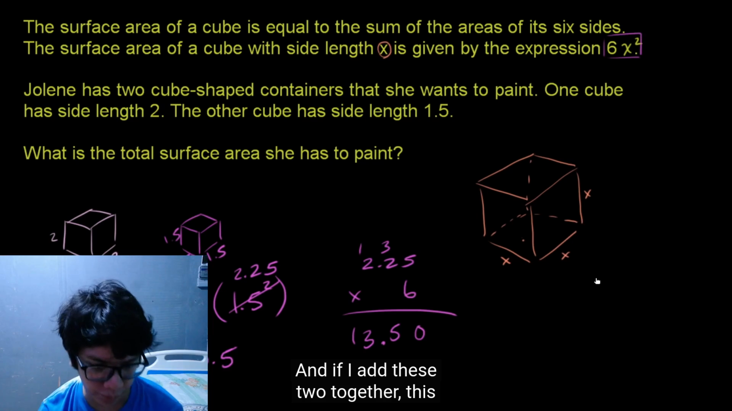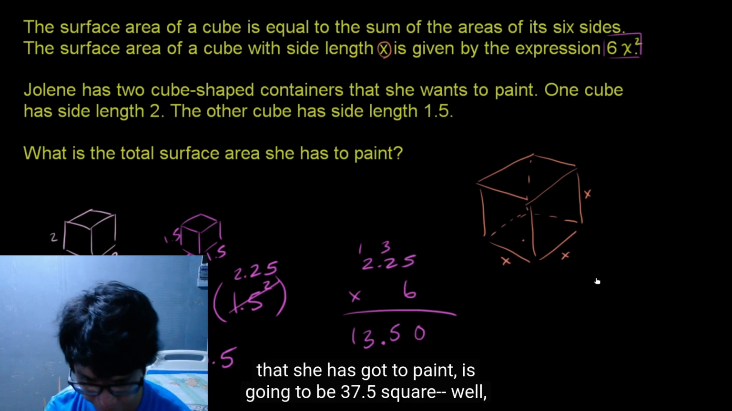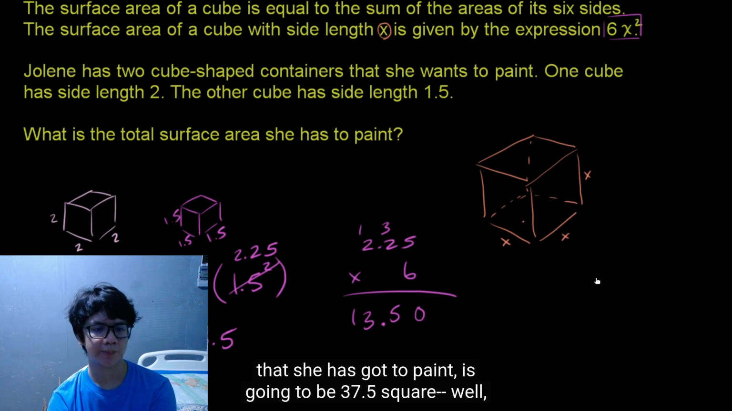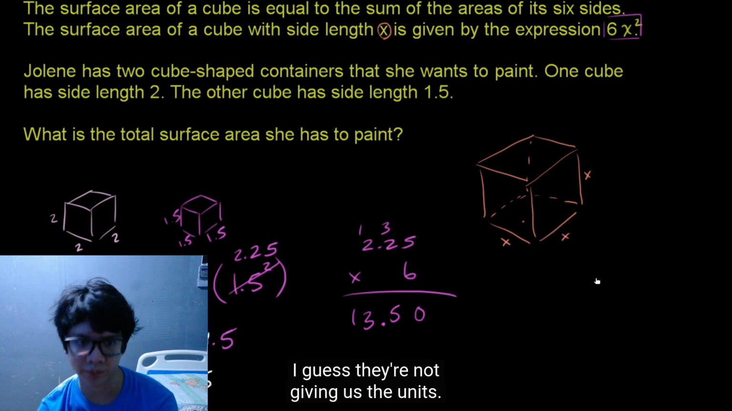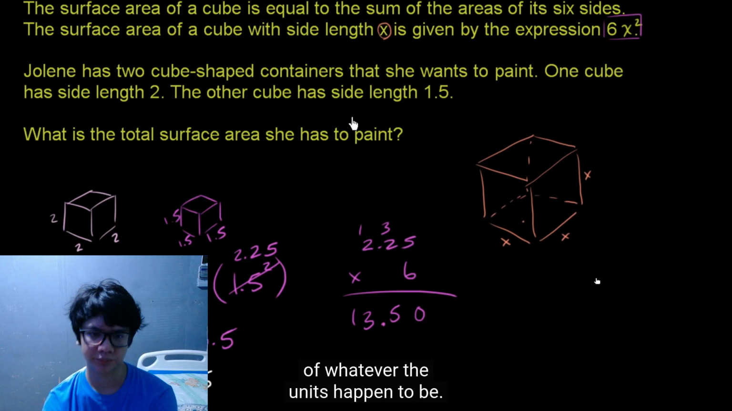And if I add these 2 together, 24 plus 13.5, this is going to be equal to the total surface area that she has got to paint, which is going to be 37.5 square. Well, I guess they're not giving us the units. Well, 37.5 is good, the total area is 37.5 square units, whatever the units happen to be.